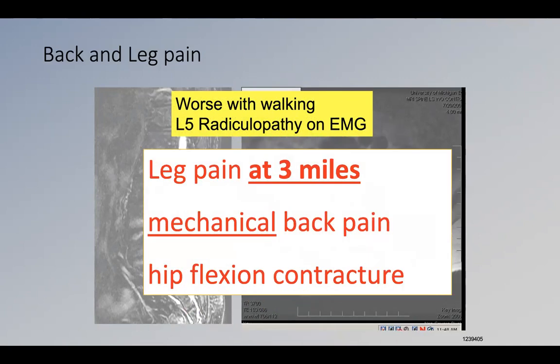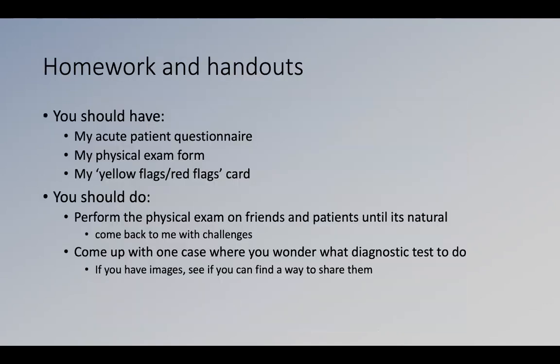Except the leg pain was at 3 miles, 5 kilometers. The back pain was clearly mechanical. Spinal stenosis is not the cause for back pain, even in people with spinal stenosis. And the person had a hip flexion contracture. And if you want to walk 3 miles with your hip bent forward and not hurt, I want to find out about it. So I hope this is setting you up to start thinking about the complexities, okay?